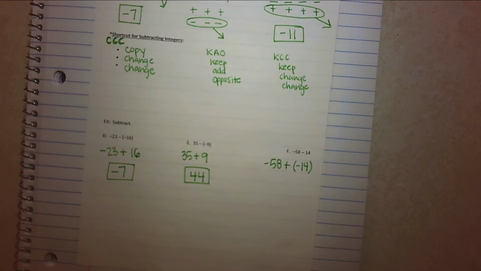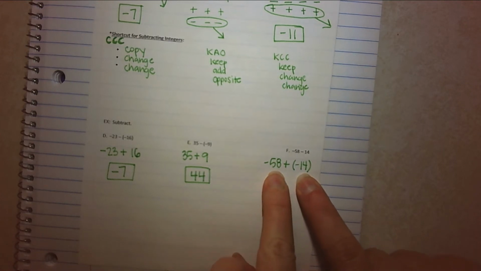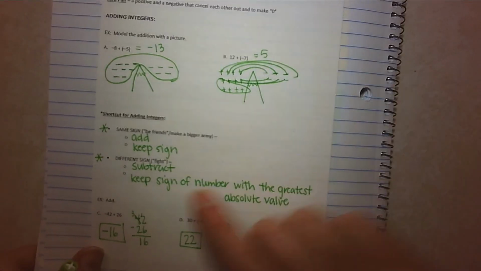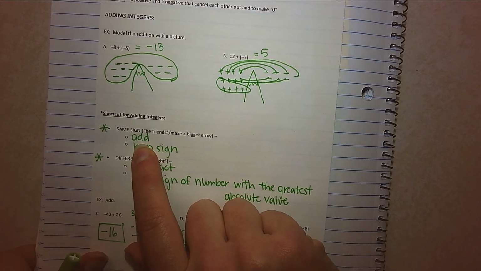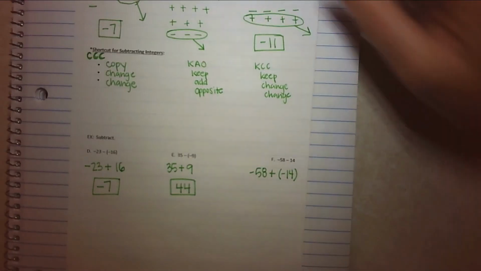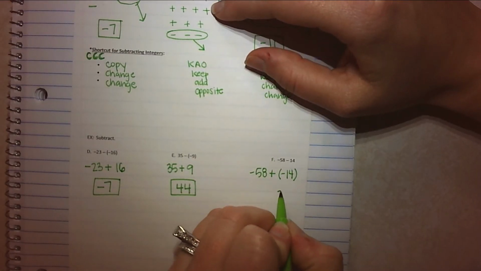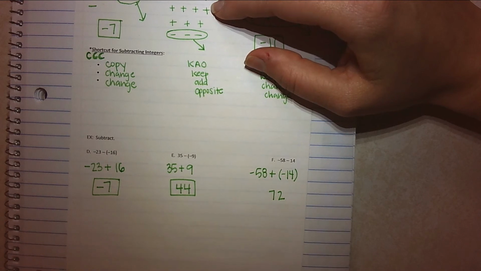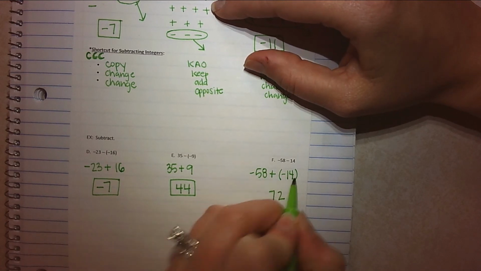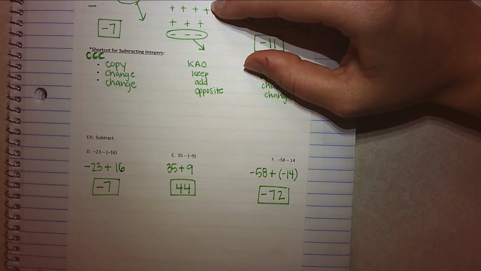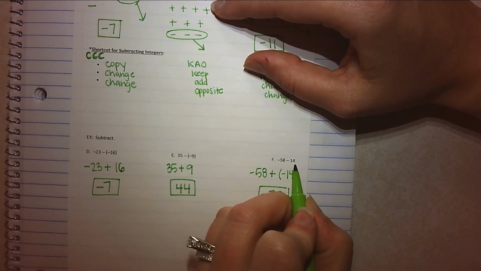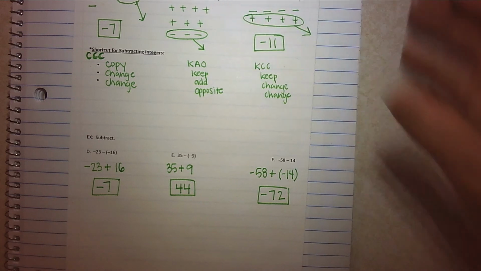Now we've got numbers that have the same sign, negative 58 and negative 14, and looking at our adding rules, if signs are the same, they're going to be friends and make a bigger army. So they're going to add, and we're going to keep their sign. So I'm going to add the absolute values. 58 plus 14 is 72, I think. And then I keep the sign, which should be negative, so my answer here is negative 72. Negative 58 minus 14 is negative 72.